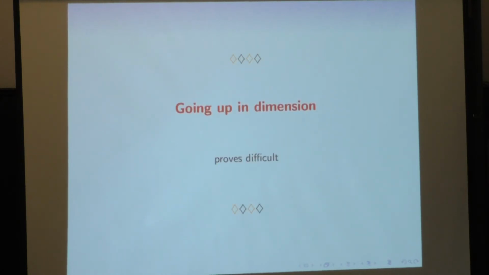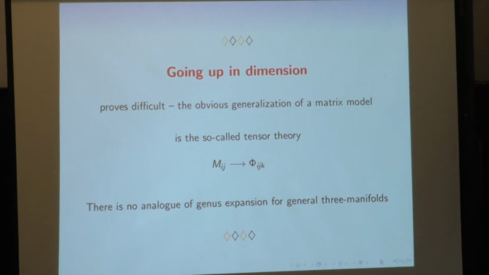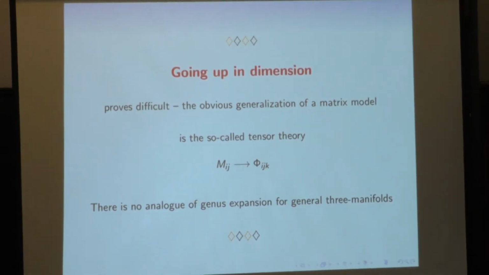If we go up in dimensions, that actually turns out to be difficult. So one obvious generalization of a matrix model, which would produce now 3-dimensional geometries out of some simple blocks, would be to do the tensor theory, where the elementary fields would be not just matrices with 2 indices, but some three-index structures. Now, unfortunately, for general 3-manifolds, there is no analog of genus. The Euler characteristic vanishes for any compact 3-manifold.